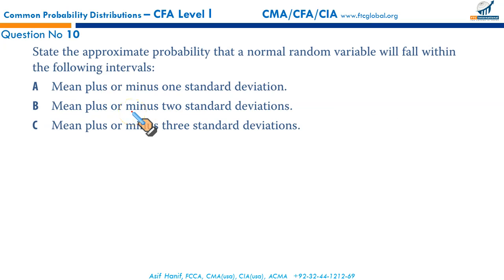Alright, next. State the approximate probability that a normal random variable will fall within the following intervals. Mean, normal distribution, mean plus or minus 1 standard deviation.